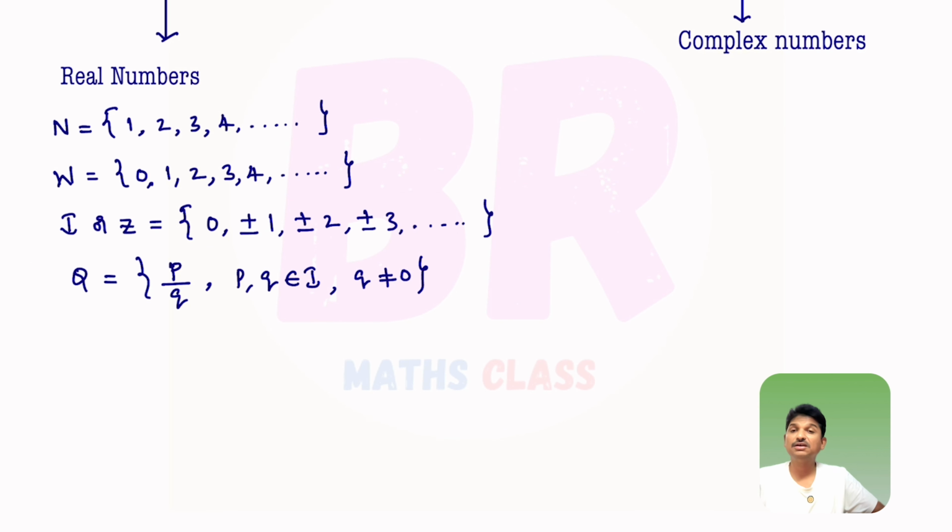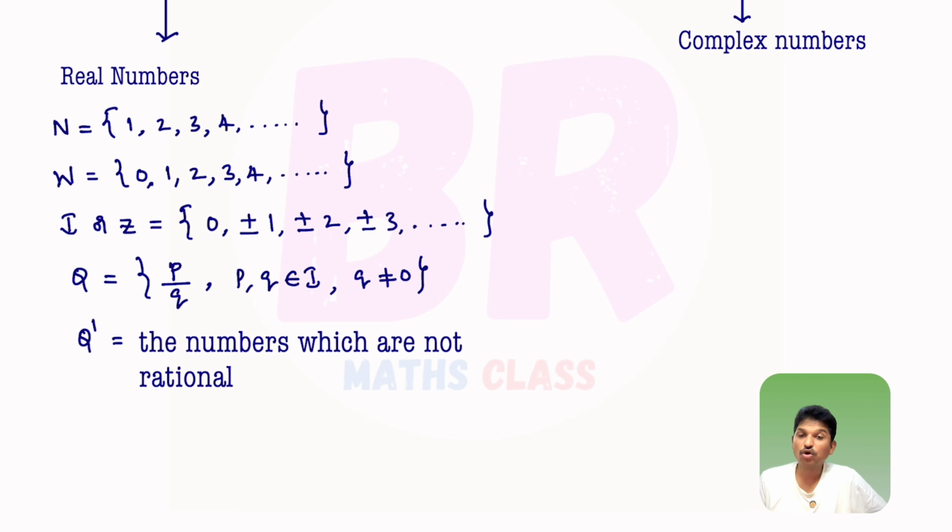Good. Next, irrational numbers. Irrational numbers are denoted by Q dash or Q complement. In the sets chapter you will learn all those things. Complement of Q, right? Q dash. What are irrational numbers? The numbers which are not rational are called irrational numbers. Here I am not going to discuss terminating numbers and non-terminating numbers. We don't need those things. However, whenever necessary, I'll discuss that point. Right? The numbers which are not rational.